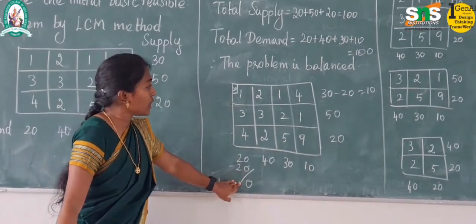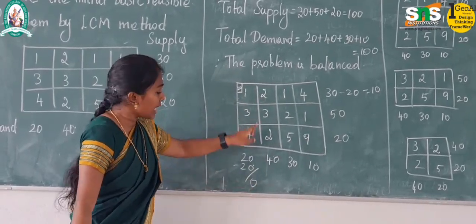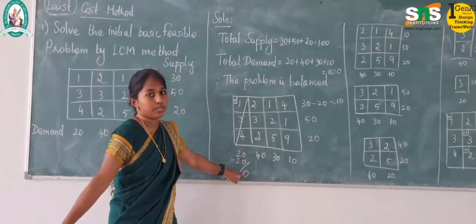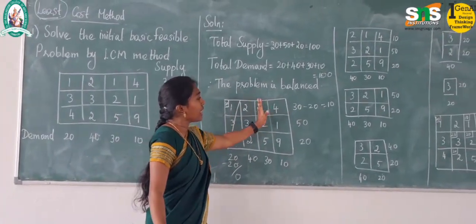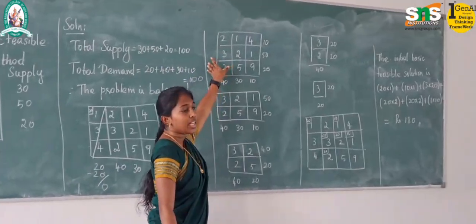Next, we are going to strike out the value where we get an answer of 0. So here only I get an answer of 0, so I am going to strike out the first column. Next, we are going to write the remaining values in the next step. So this is the remaining table which we obtained from the previous step.